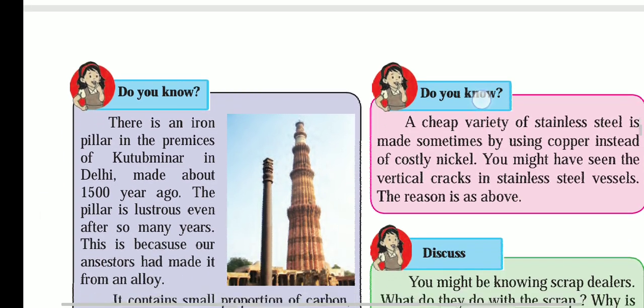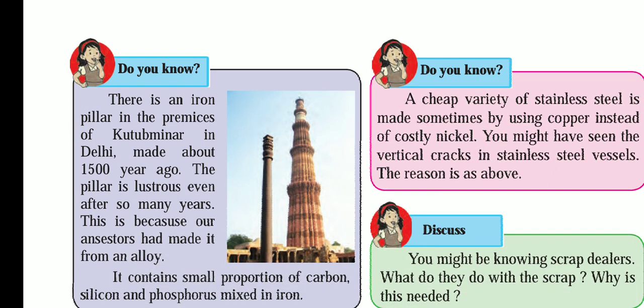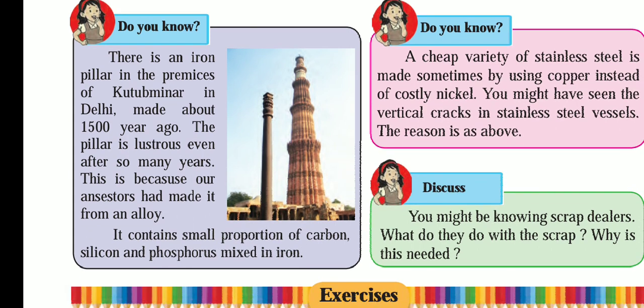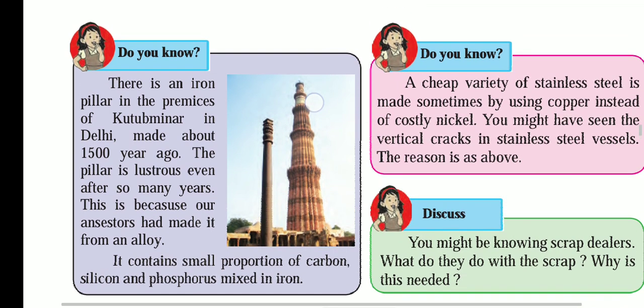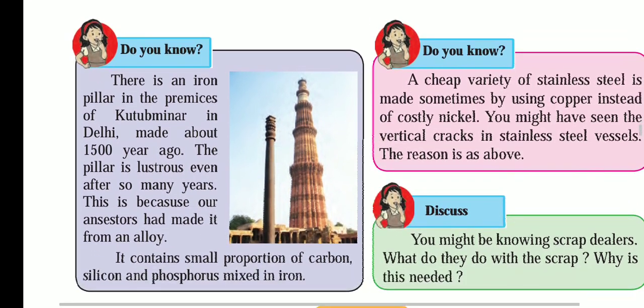Now what is given here? Do you know there is an iron pillar in the premises of the Qutub Minar in Delhi, made about 1500 years ago? The pillar is lustrous even after so many years. This is because our ancestors had made it from an alloy. You have seen this iron pillar. It was made about 1500 years ago, but the pillar is lustrous even after so many years.